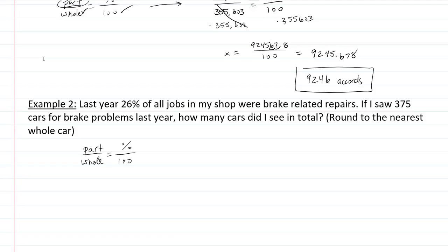So let's go through the problem and look for what we have. So we're given a percent, 26%. We always have 100. And we're given the part. We can tell this because it's asking for the total. So it's asking for the whole. So we don't know this, but we know the part because it gives us 375 cars for brake problems. So now let's set up our proportion. 375 all over the unknown, x, equals 26 over 100.